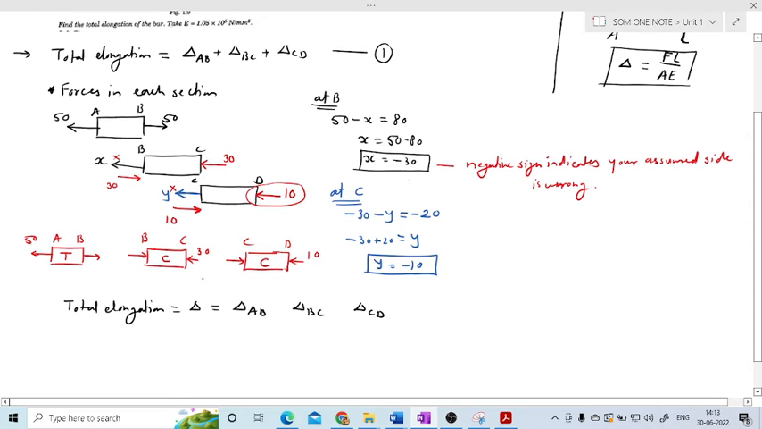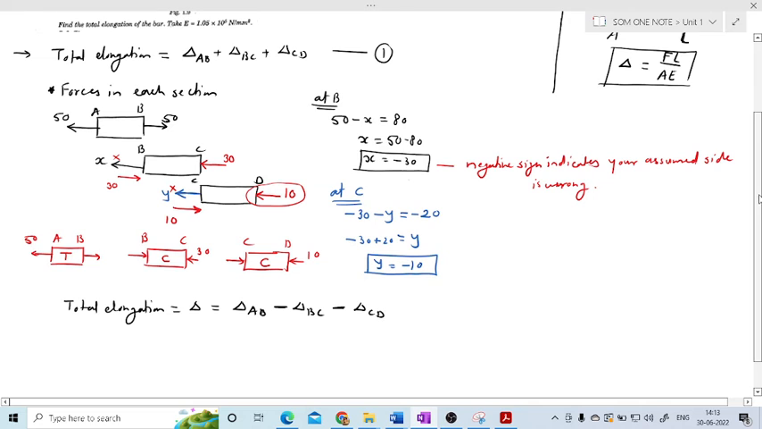Why? Because AB section is tensile, so its length will increase. BC section is compressive, so its length will decrease. So here you have to write the negative sign. Again check CD. The CD section is also compressive, so its length will decrease. So here we have to write the negative. If it is tensile, write positive. If it is compressive, write negative. So this is the addition of AB, BC and CD.